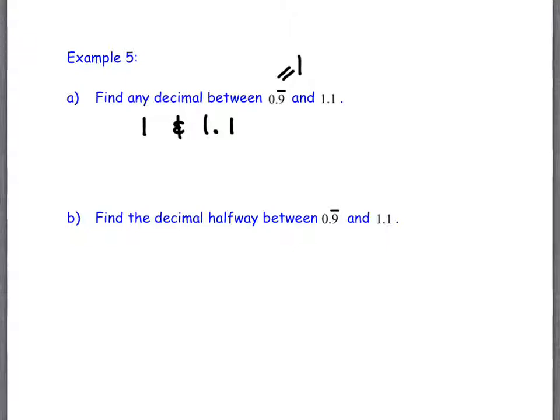So, between 1 and 1.1. What could we do to find a decimal between them? There's lots of decimals, but what could you do? Add them together and divide by 2, which will actually do part B. So let me do part B since you've moved to that point. Okay, so we could add them together and divide by 2. So what do you get when you add those together? 2.1.